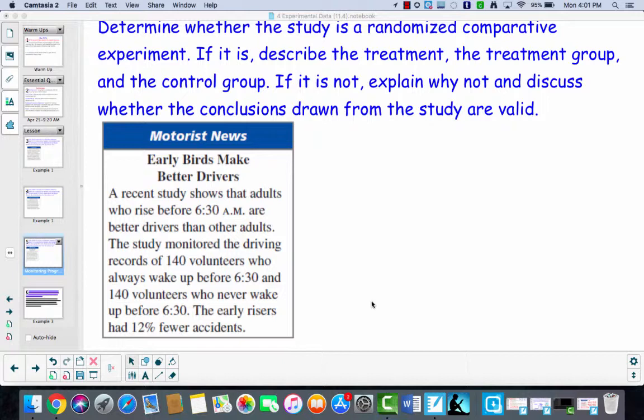Think a minute. Is this a randomized comparative experiment? If it is, describe the treatment group and the control group. If it's not, explain why not and discuss whether the conclusions would be valid. So pause this here and do that for yourself.